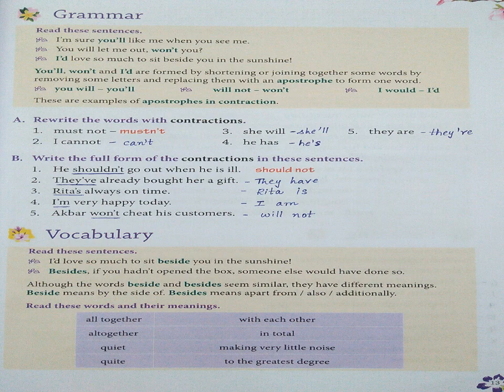Rita's always on time. Rita's is the contracted form and the full form is Rita is. I'm very happy today. I'm is the contracted form and the full form is I am. Akbar won't cheat his customers. Won't is the contracted form and the full form is will not. Have you all understood the lesson, children?